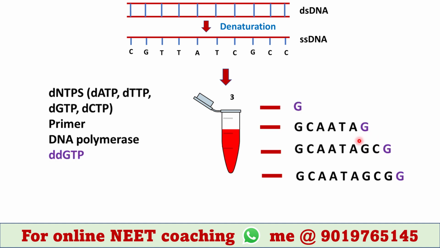Let's see tube 3 next. Here, ddGTP is used. That means it will be incorporated in DNA when the complementary base is cytosine in template DNA. As the template DNA contains 4 cytosine, ddGTP could be added in 4 places. Hence, we will get 4 types of DNA fragments here.